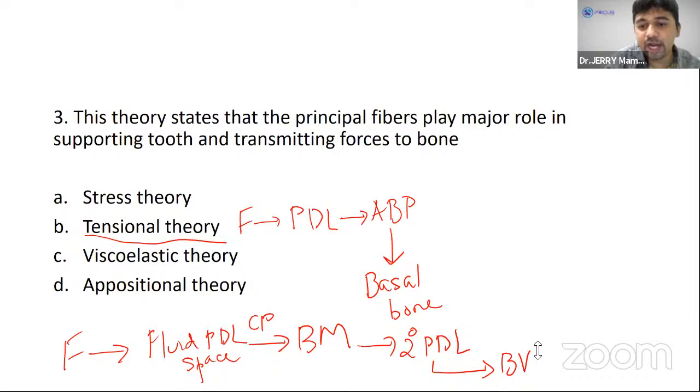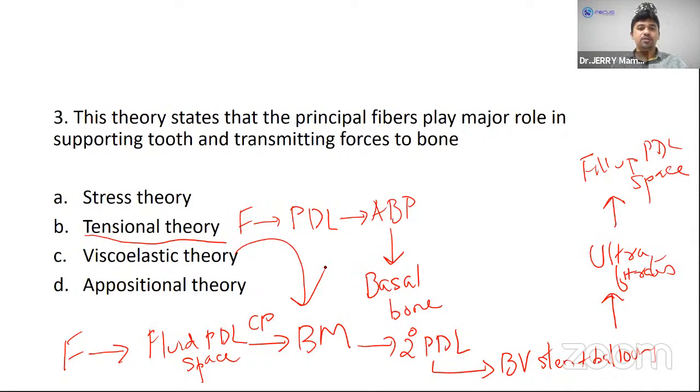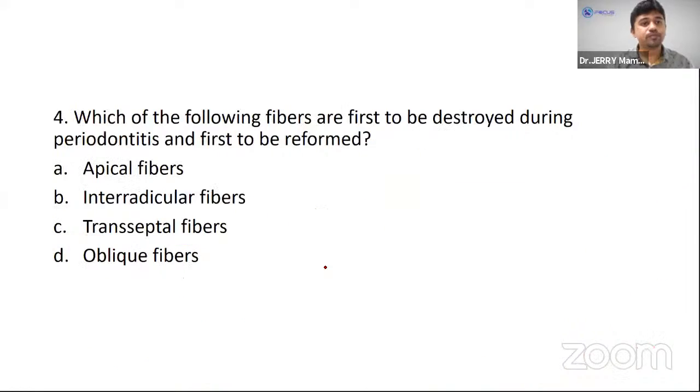The blood vessels will undergo stenosis plus ballooning, leading to what? Production of ultrafiltrates, which will fill up the PDL space. Okay, that is how the viscoelastic theory works. Okay. So question number 3, the answer is tensional theory. I hope this is clear.